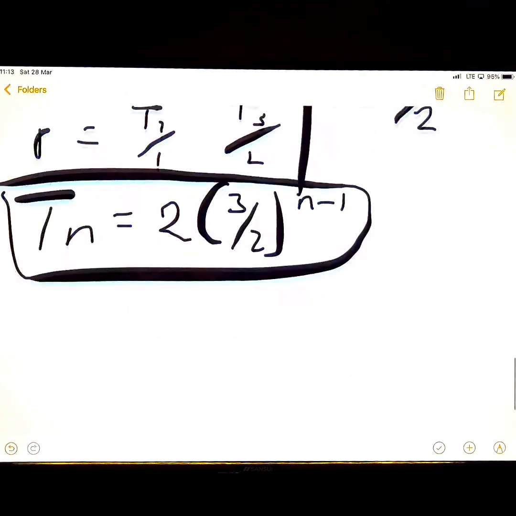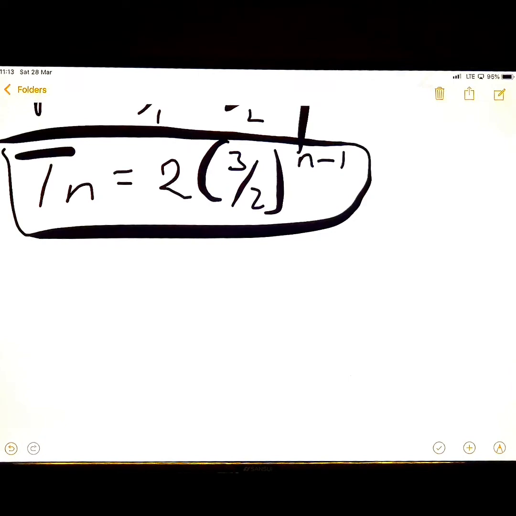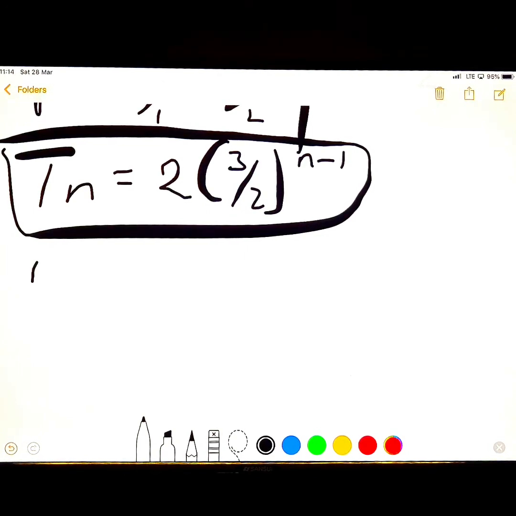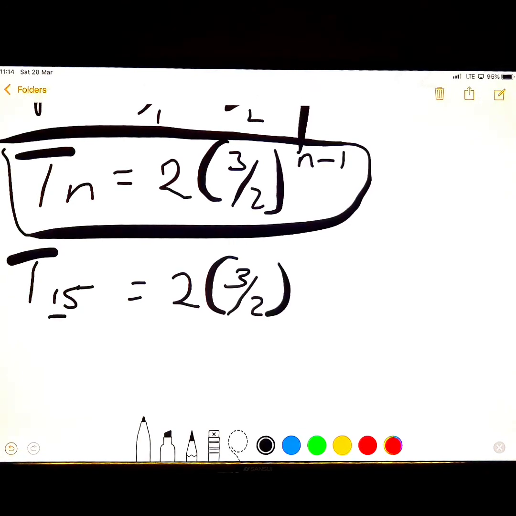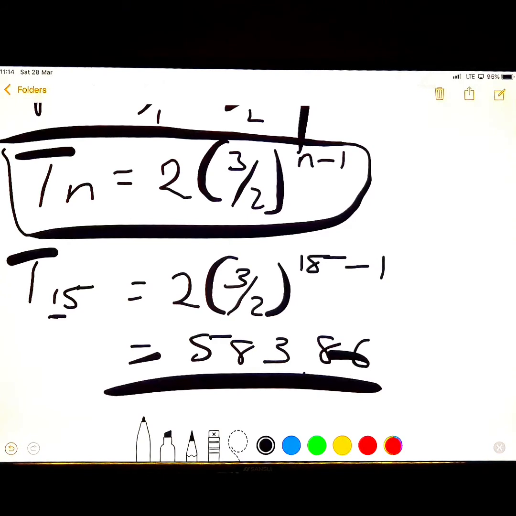Okay, and then now when we continue, we're going to want to find a value. So taking this equation, maybe they say the term that you need to find, n, is going to be 15. So we want to find T15. So we're going to say T15 is equal to 2 times 3/2, and then instead of n we put 15 here, so it's going to be 15 minus 1. When you punch this in a calculator, you're going to get a value of 583.86. That is the value of the 15th term.